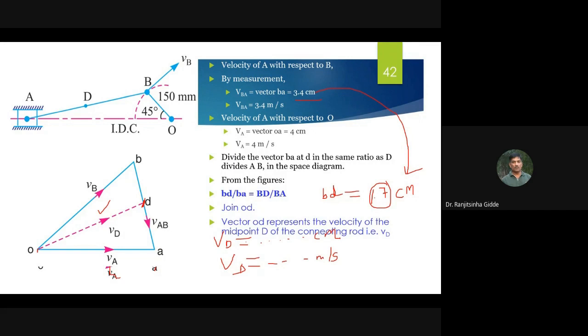किती वेक्टर OD ची लेंथ? अजय रेवन्नाथ किती आली? 4.1. अजय, किती आली तुमची व्हॅल्यू? ओके, 4 सेंटीमीटर. हा.